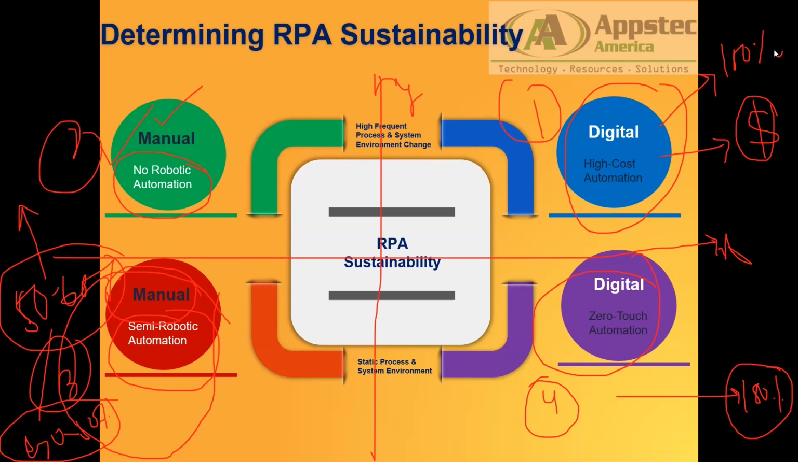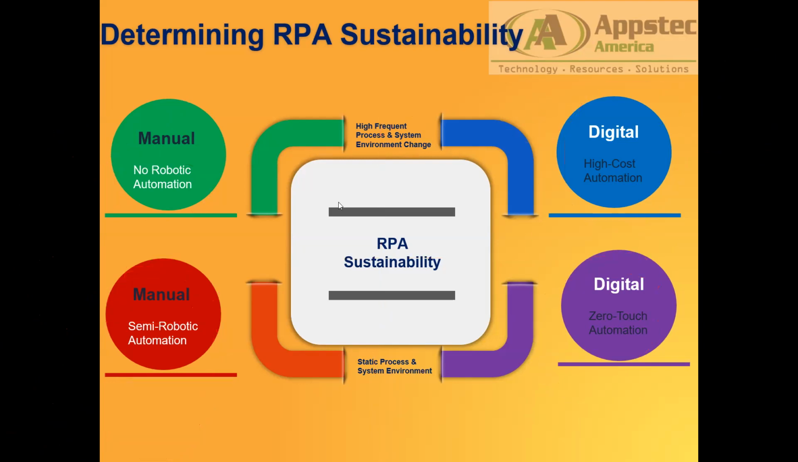So if we roughly again see this automation RPA sustainability quadrant, first we have manual where there is no robotic automation potential, then semi-robotic automation where 50 to 60% is automation potential. Then we talk about zero touch where I have everything done with my RPA software, no human intervention. And then I have digital where I have high cost, where 100% automation is still potential, but I might need to incur additional license costing.